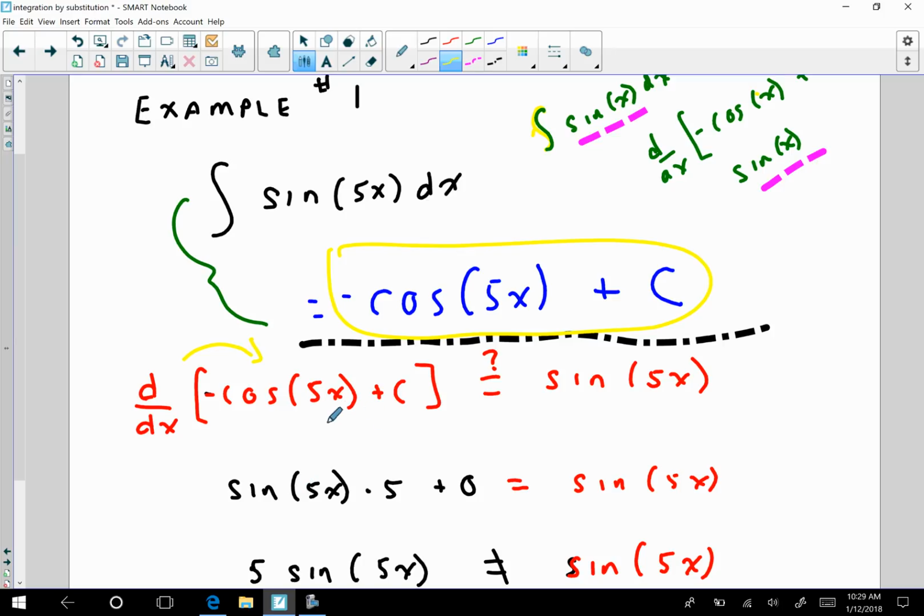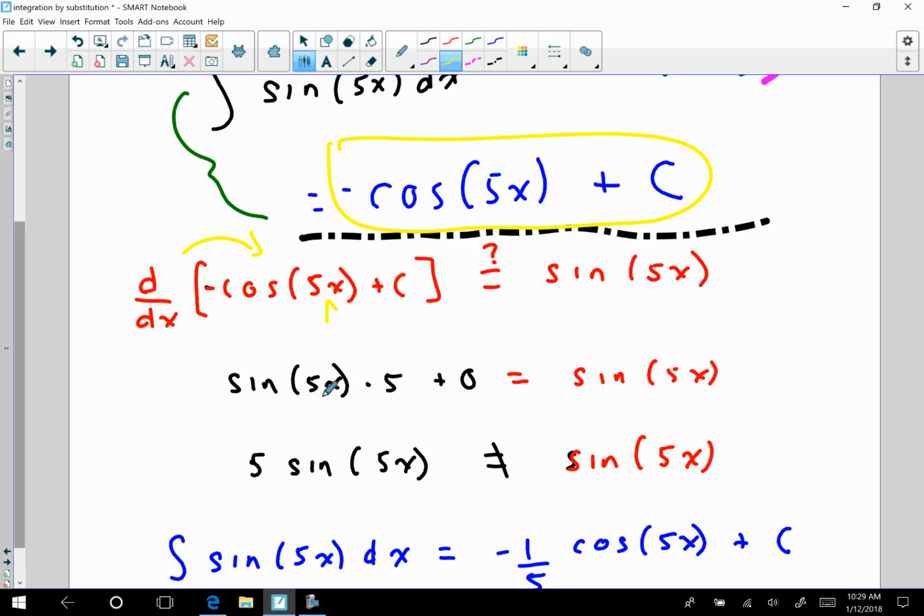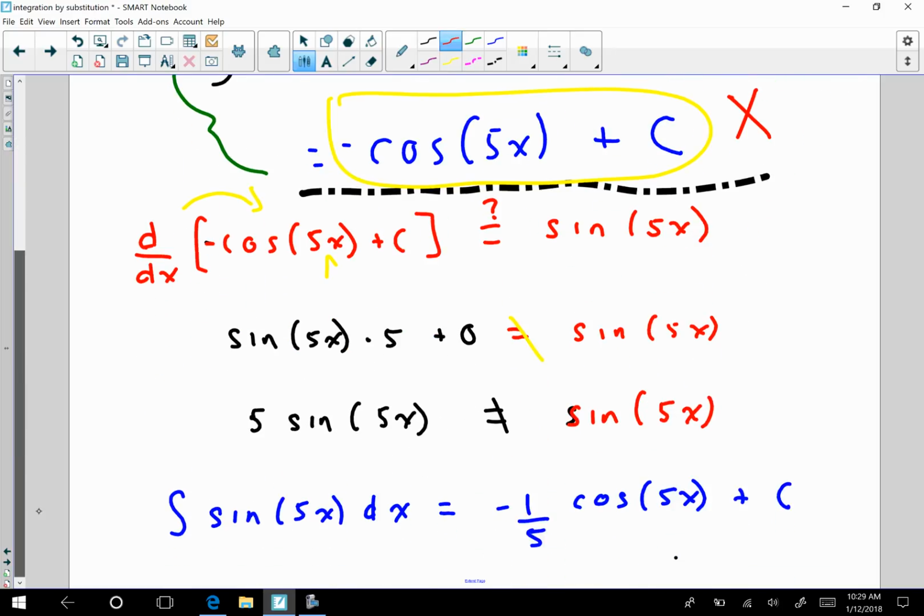But look, I have to differentiate the inside, so I have to multiply it by 5. And it's clear to see that sine of 5x times 5 does not equal sine of 5x. Pull the 5 out in front: 5 times sine of 5x does not equal sine of 5x. So on my original observation, this was wrong. This was not correct. This was a wrong assumption here. So we have to be very careful.